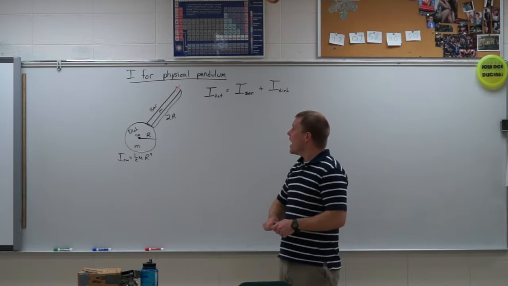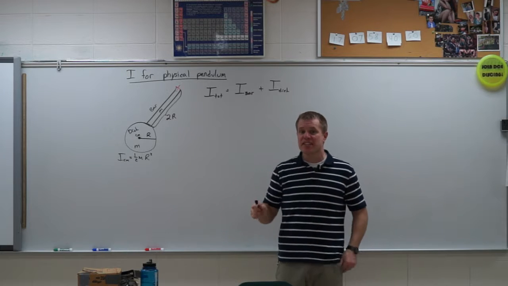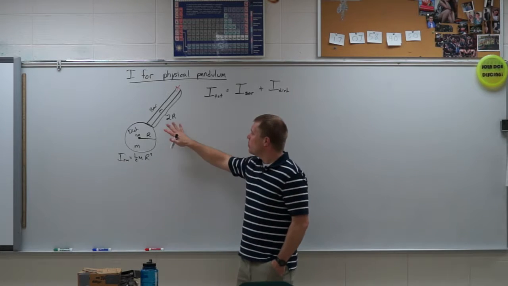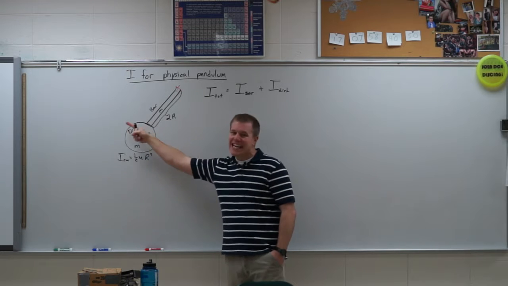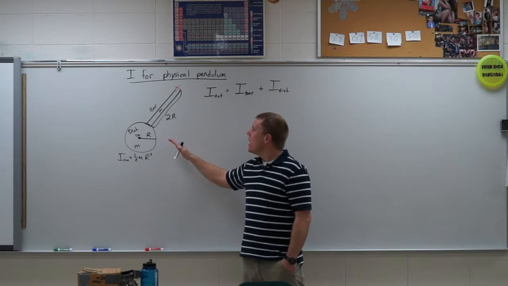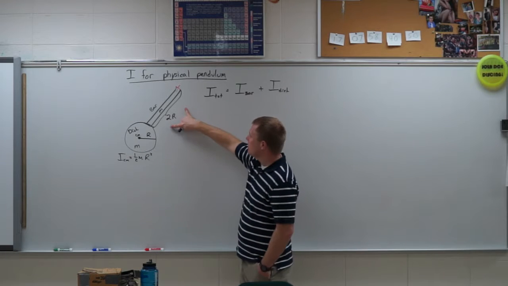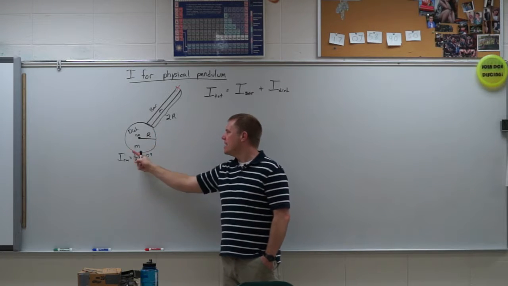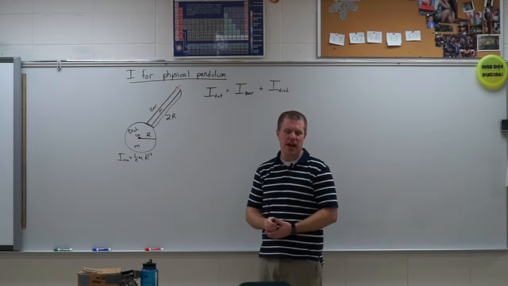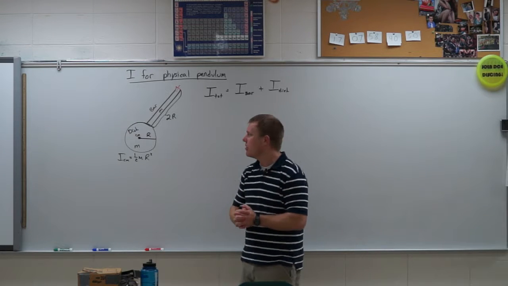All right, we are going to look at the moment of inertia for a physical pendulum. My physical pendulum is made up of a bar with a disc attached to it. I made the mass of the bar m, and the mass of the disc also m. The length of the bar is 2r, and the radius of the disc is r. I just used these values so things would go together nicely.